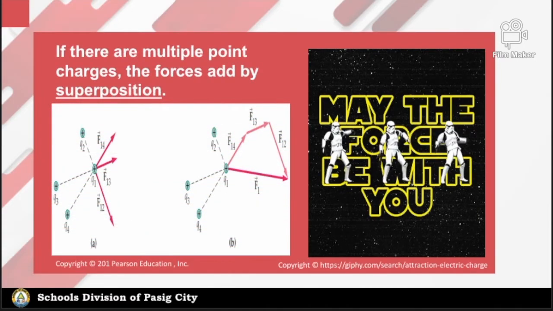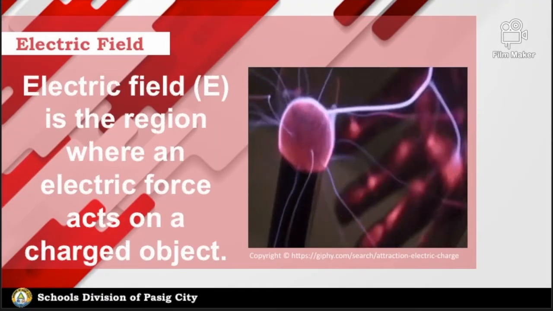If there are multiple point charges, the forces can be added by using the superposition law. That's how we calculate electric force using Coulomb's law. Do you have any question? So let's proceed.